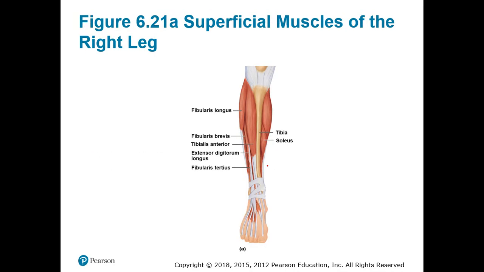So just to show you where some of those are, we have our fibularis muscles right here. We have our longus and our brevis and our tertius, so these 3 muscles along the side. And then we have our tibialis anterior, so this is your muscle right here in the front, right next to your tibia bone. And then your extensor digitorum longus, we're going to notice, is right smack in the middle of these 2, and you're going to see that it extends down into your toe region.